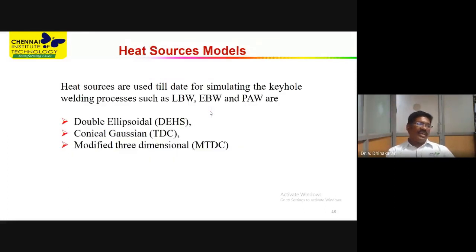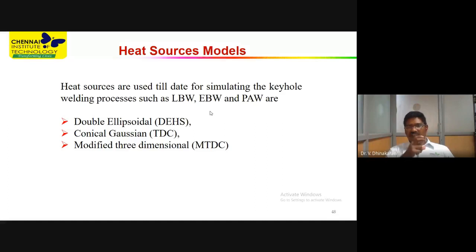So in welding, heat is involved. Then how will the heat flow into the material? That has to be explained. Heat is coming and flowing into the material, and what shape the heat takes as it goes into the material has to be predicted properly.